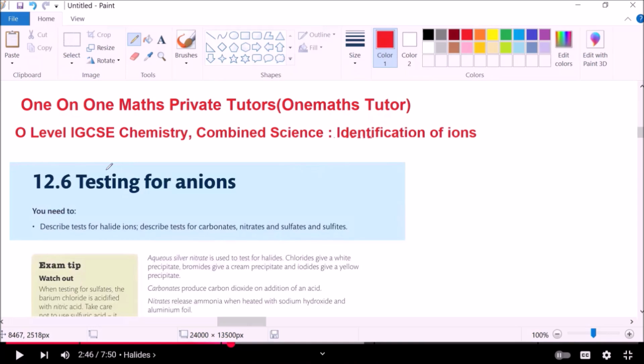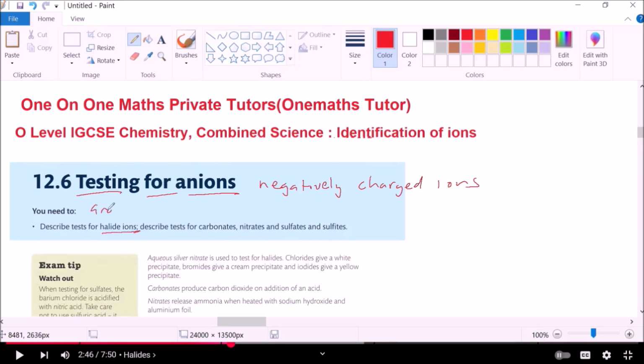We continue with O-Level and IGCSE Chemistry for Pure Chemistry and Combined Science. The topic is Identification of Ions. This section is testing for anions. Anions are negatively charged ions. These are non-metal based ions. We are going to look at the test for halide ions.